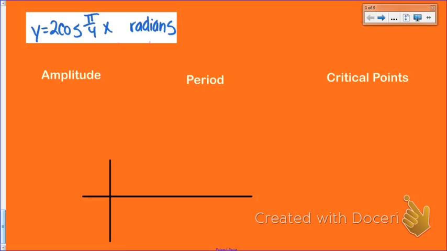The first thing I want to find is the amplitude, the number in front, my A. My A is 2. So that means the highest point on my graph is 2. The lowest point on my graph is -2. After that, I'm going to determine what the period is. I can't just look at my graph and say the period is pi over 4.